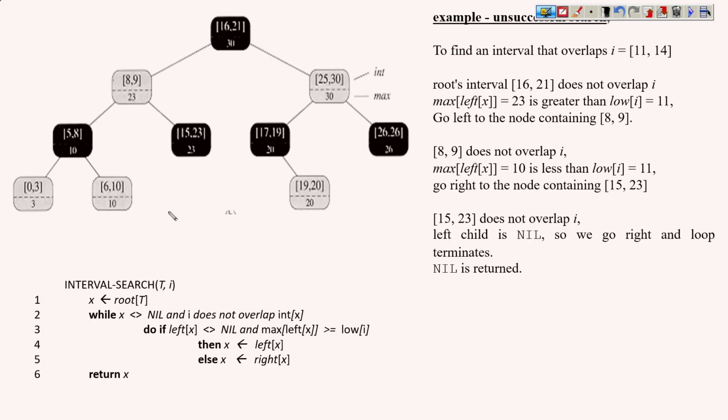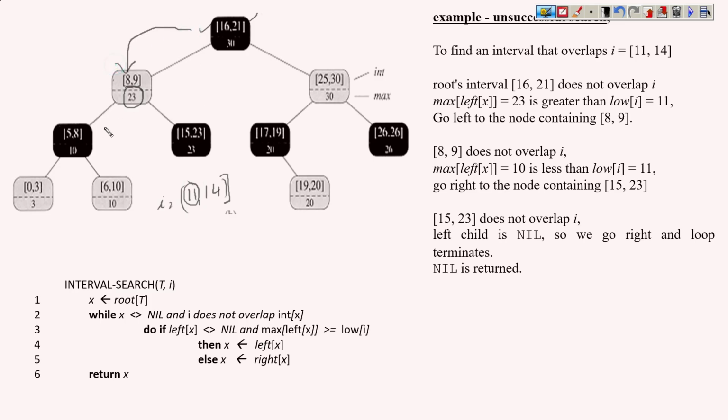So let us take one more example. We are searching for the interval 11, 14. Now let us check 11, 14. You will find that the high of this is less than the low of this. That means they are not going to overlap. So the root is not the interval that we are searching for. So we look to the left side. This is 23 and we find this 11. So 23 is more than 11. That means we have to go to the left side.